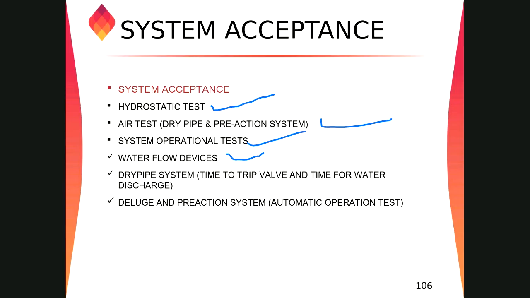Just open the drain valve and then note down the time, after how many seconds the water flow switch activated, and we are getting some signal to the fire panel, and then we are getting the water. Dry pipe system, time to trip valve and time for water discharge, right? At what time the valve opens, and after how many seconds we are getting water to the most remote location.